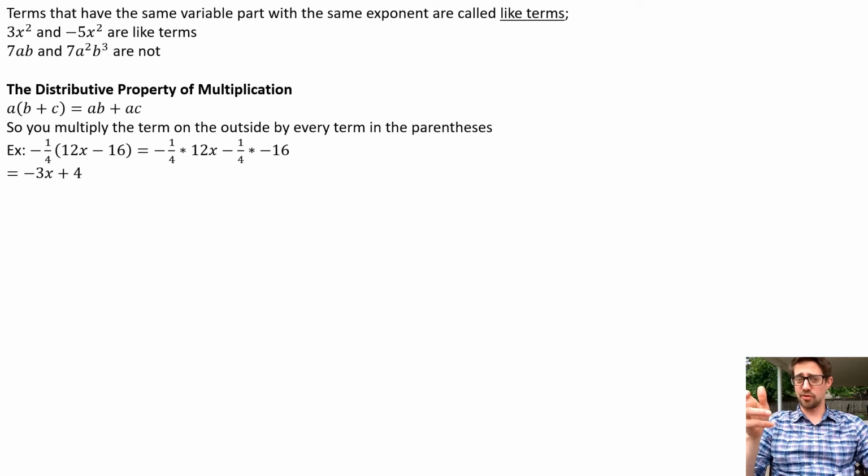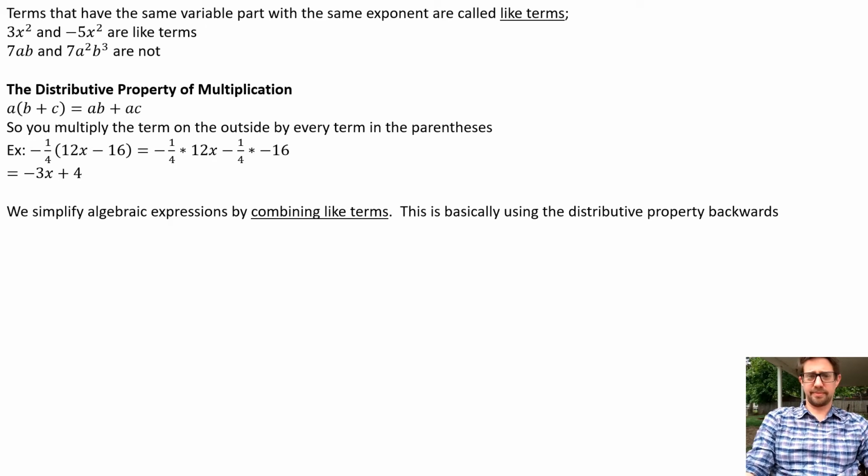And that's as far as you can go. The 3x and the 4 are not like terms. Some people are tempted to just keep simplifying and simplifying, compacting, but there's a time when you have to stop. And that's when there are no like terms.